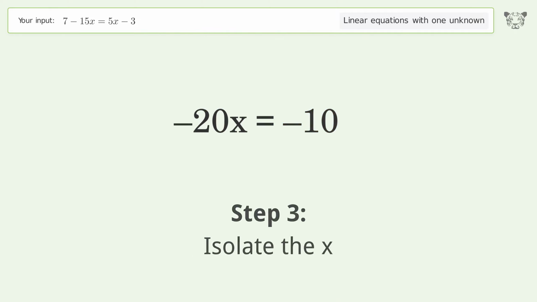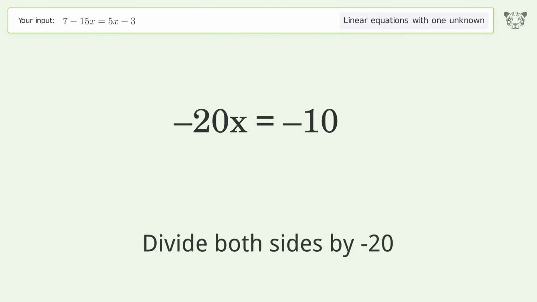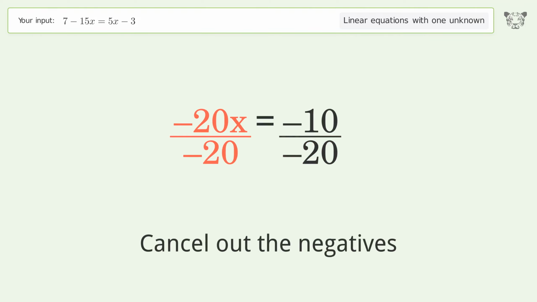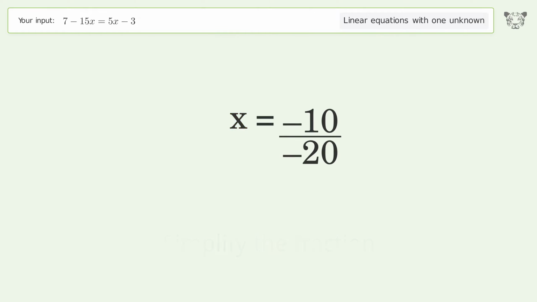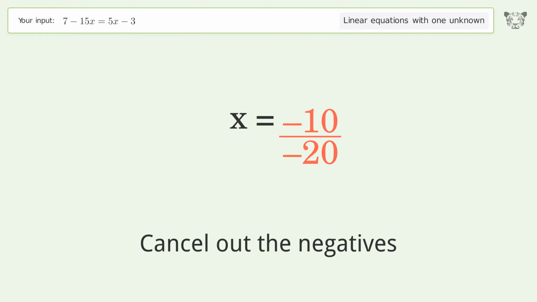Isolate the x. Divide both sides by -20. Cancel out the negatives. Simplify the fraction. Cancel out the negatives.